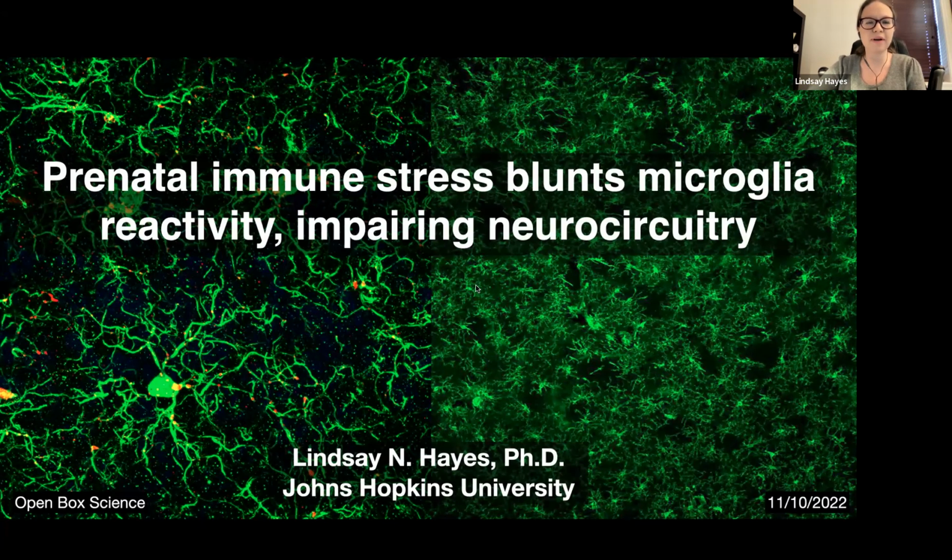Today I'm going to be talking about how prenatal immune activation leads to a long-term impairment in microglia biology and brain development. I'll talk a lot about microglia today, which are the cells pictured on the screen here. These are the primary immune cells of the brain, and they're relatively small cells that tile across the brain in a fairly non-overlapping pattern, as you can see in the lower magnification image on the right.